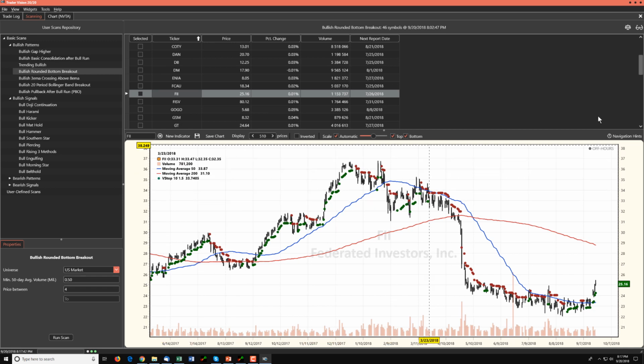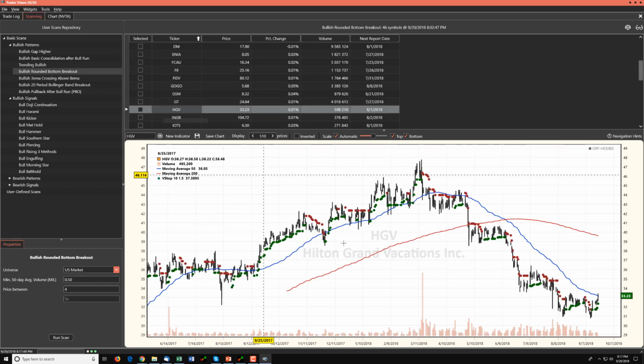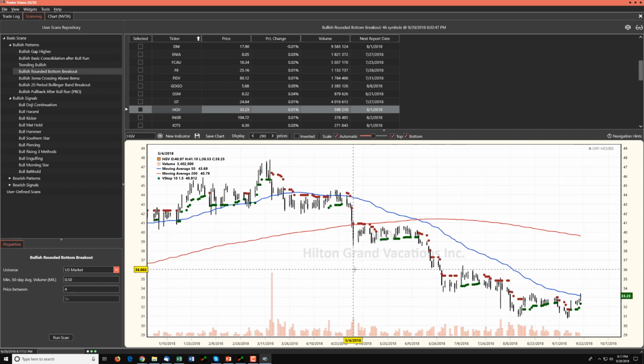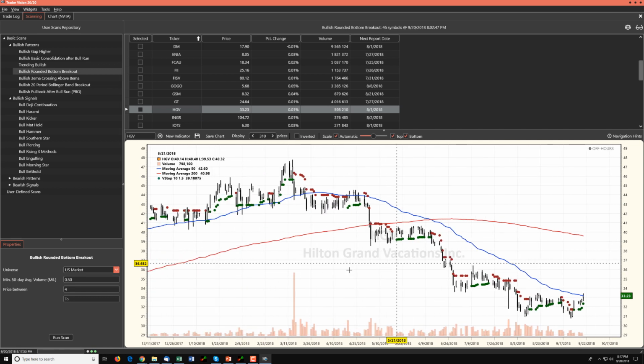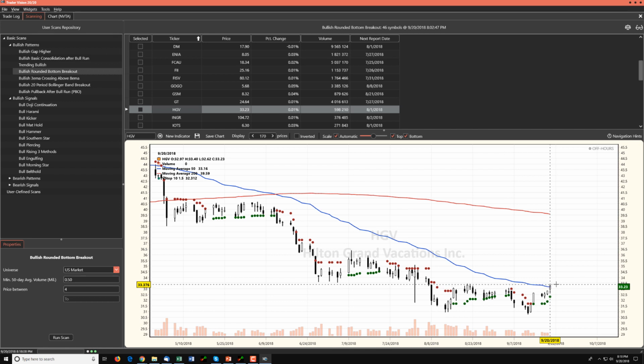Let's go back and see what else we've got. HGV was one I looked at, Hilton Grand Vacations. I don't know how that differs from Hilton in general. Around a bottom breakout. This one's just a touch early, but it still works. It broke into the RBB today. I would be looking for follow through on this, not necessarily a pullback entry or anything. I'm looking for follow through to break through a level of potential resistance here.